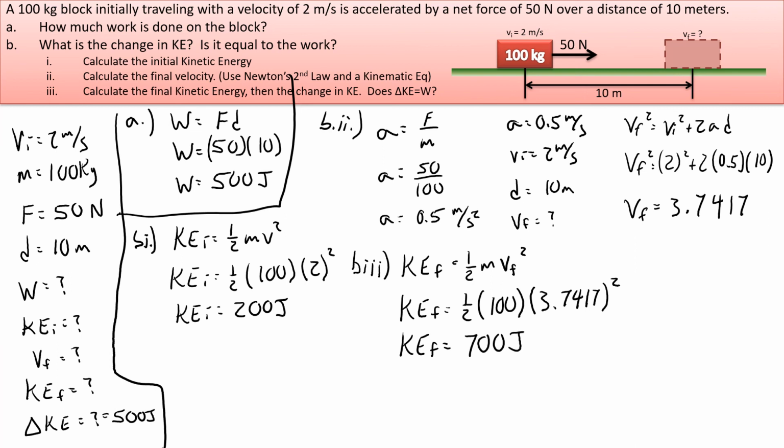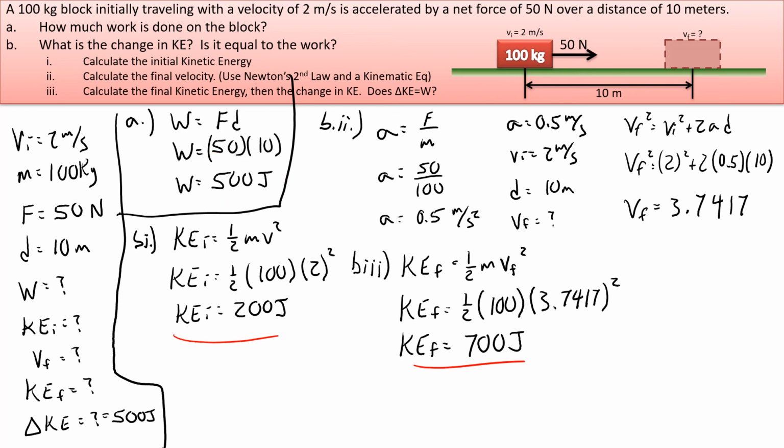Oh, Mr. Nang, I thought it was supposed to be 500 joules. Well, you want the change in the kinetic energy. We had 200 initially. It was moving already. You had some kinetic energy. Now you have more kinetic energy. Where did you get that kinetic energy from? The work.